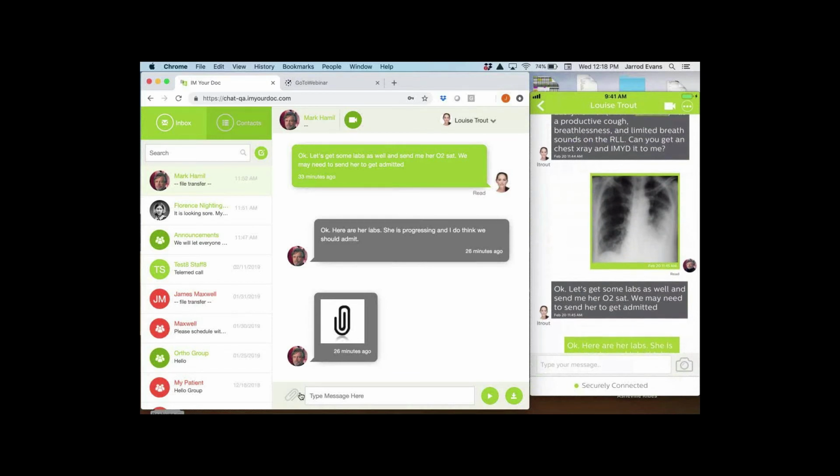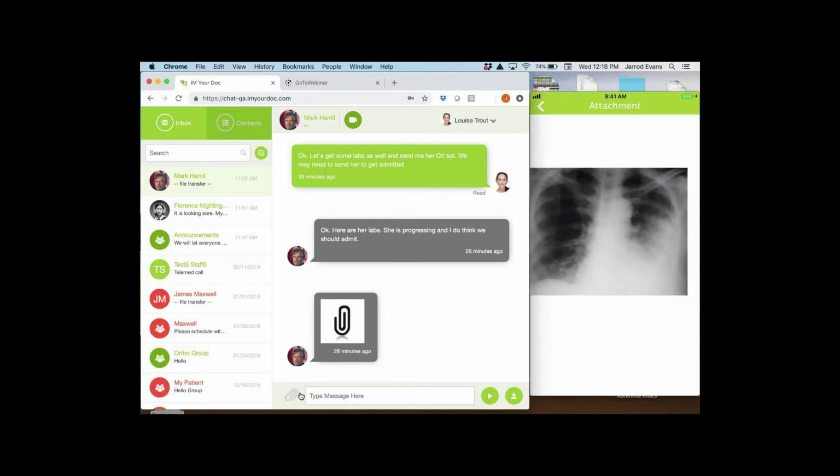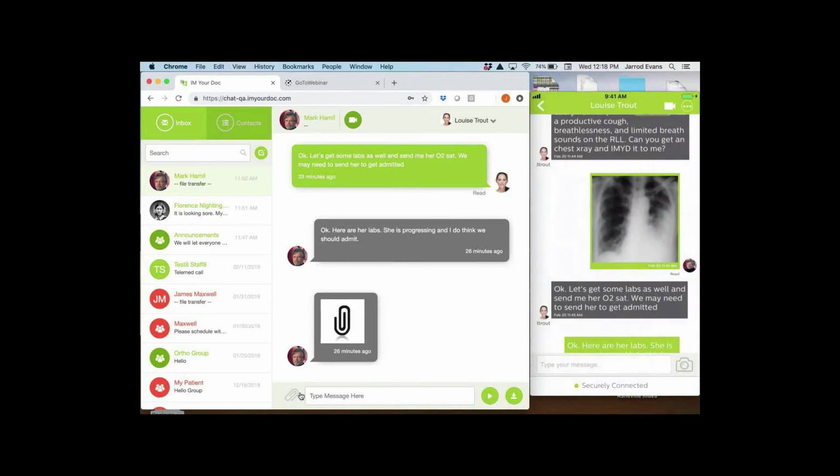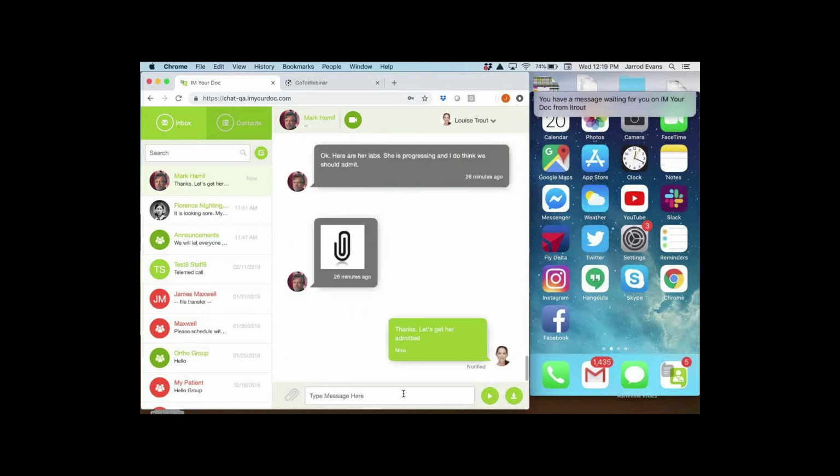And on the phone side, when you get an image, again, you can zoom in and take a look at it fairly easily. And I'll show you what that looks like in real time. So let's send a message so you can see what it looks like. Thanks, let's get her admitted.